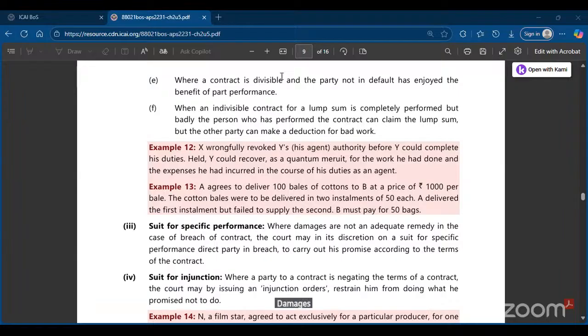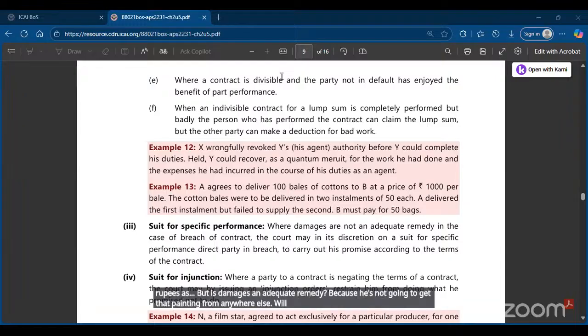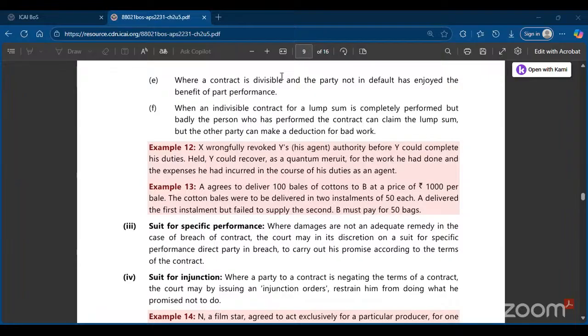But is damages an adequate remedy? Because he's not going to get that painting from anywhere else. Will he get it like mangoes he can get from the market? Will he get that rare painting of Raja Ravi Verma from anywhere else? No, sir. So here the court will order Ramani, if Adrut files a case for specific performance, that Ramani, you cannot sell the painting to anybody else. You have to perform the promise which you have made, and you have to sell the painting only to Adrut. This is called a suit for specific performance.